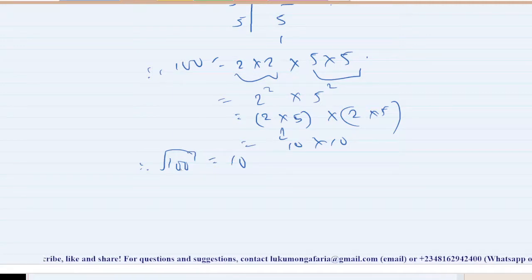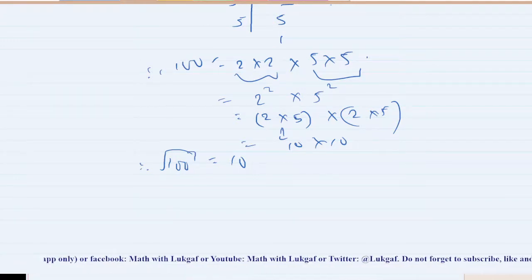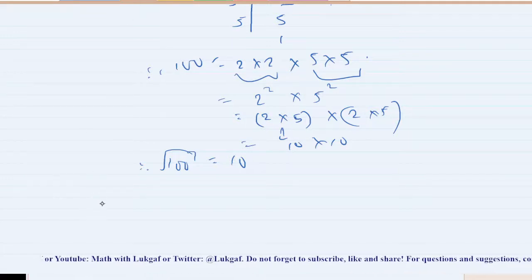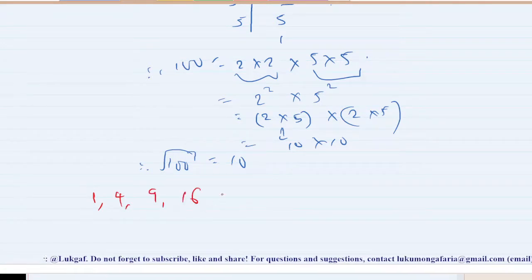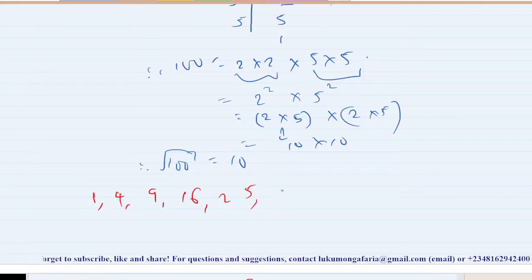Likewise, in your WAEC or NECO or JAMB, you may be asked to find the least number by which a number can be multiplied to give a perfect square. What is a perfect square? Perfect squares are those numbers you can find the square root of. For example, 1, 4, 9, 16, 25, 36.